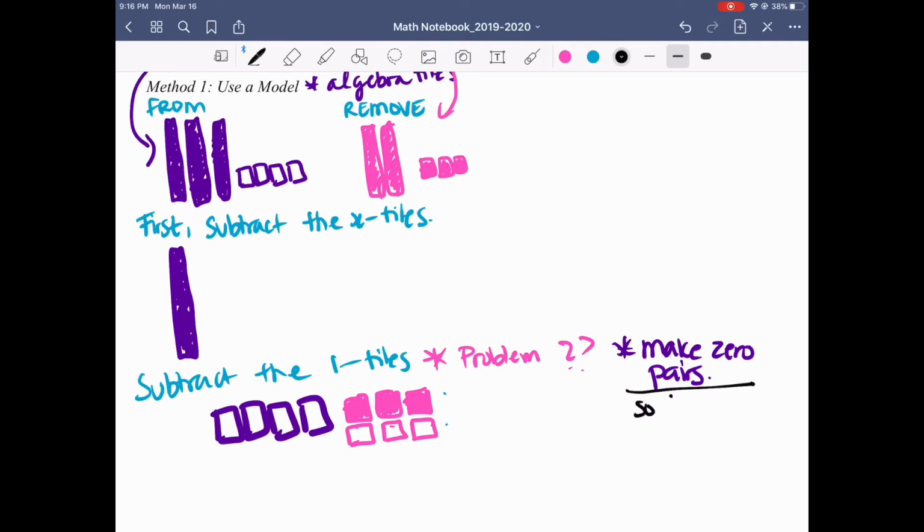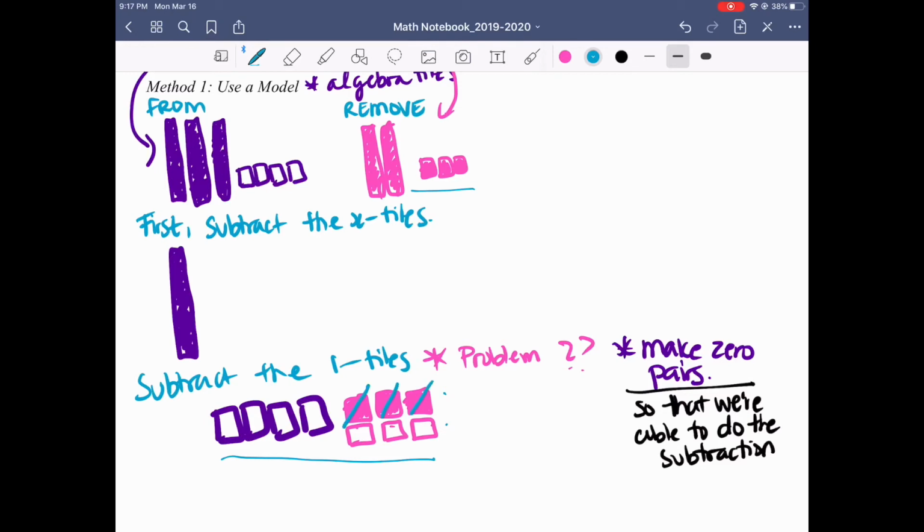so that we are able to do the subtraction. Okay, so now we added in the 0 pairs, we can actually do what the question asks. The question says from -4, remove +3. So now we can subtract out 1, 2, 3 positives. We can remove those 3 positives like the question asks.